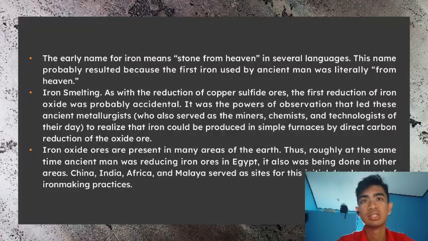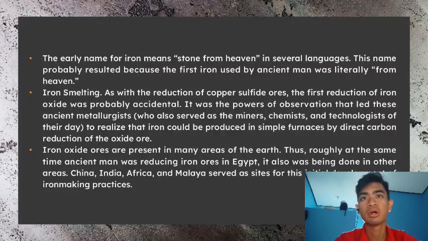In fact, the iron alloys that contain between approximately 0.1 and 2.0% carbon have a special name that is still used today: steel. Iron smelting: as with the reduction of copper sulfide ores, the first reduction of iron oxide was probably accidental.